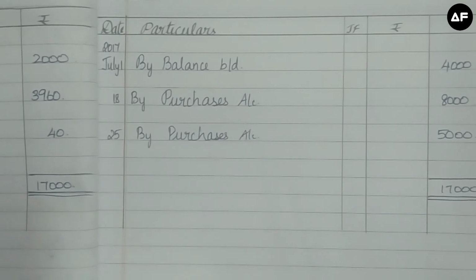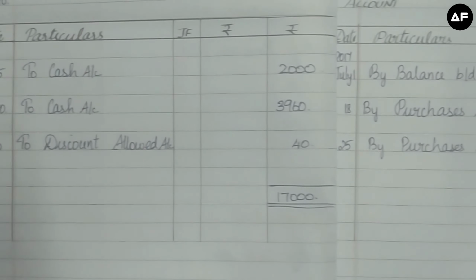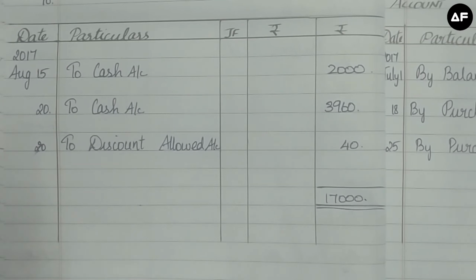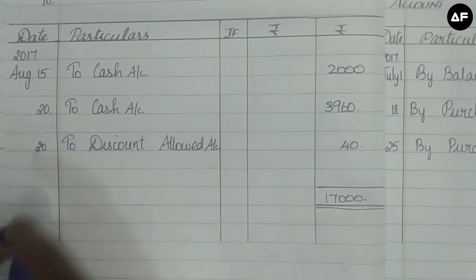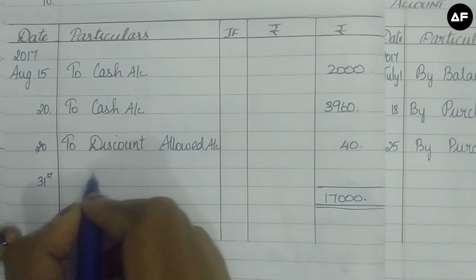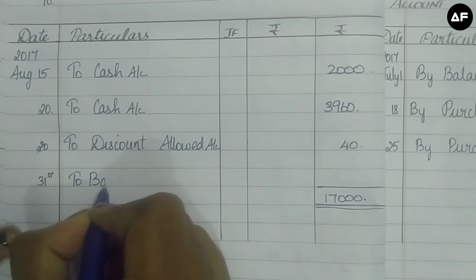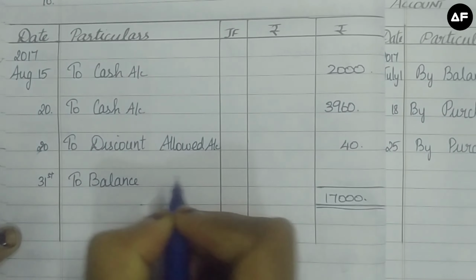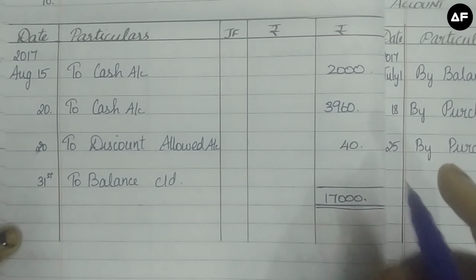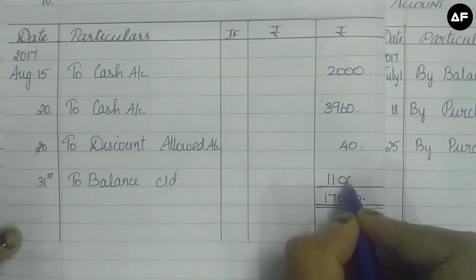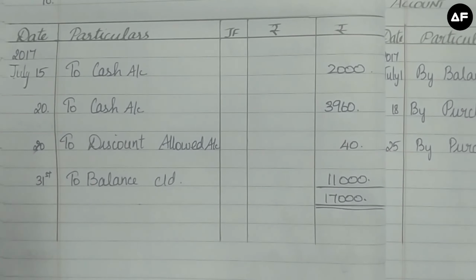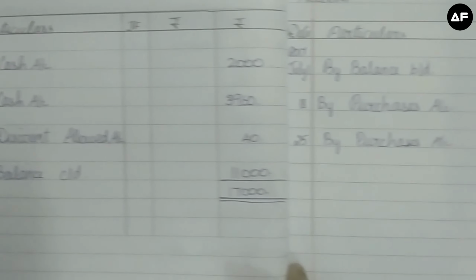Now, next we do not have any business with the credit side, so we have to move on to the debit side. The debit side, the total was only 6,000. So, the balance is going to be recorded here. So, on the last date of August 31st, to balance carried down. So, 17,000 minus 6,000 is going to be 11,000 as a balance. So the same balance has to be taken to the next month.